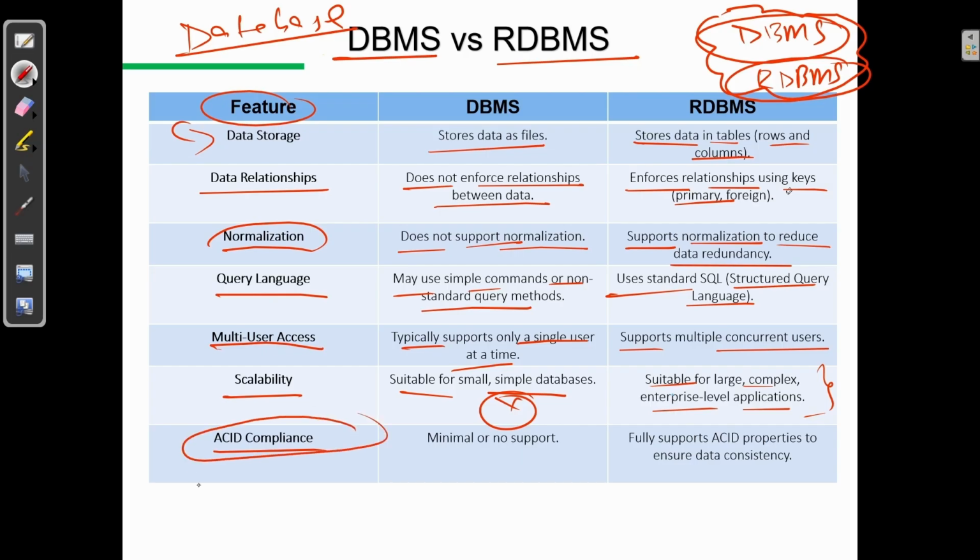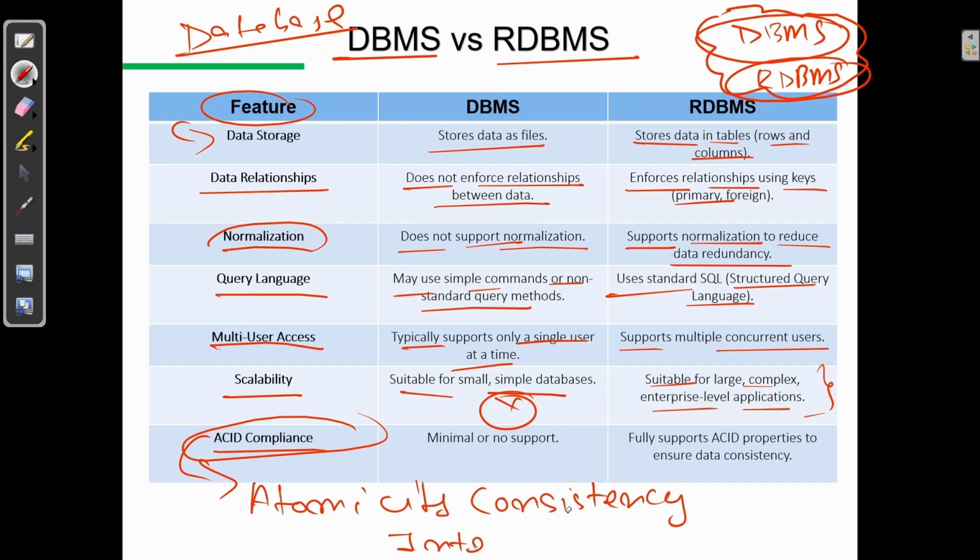ACID compliance. This is also a database theoretical concept. ACID means A is atomicity, C means consistency, I means integrity.